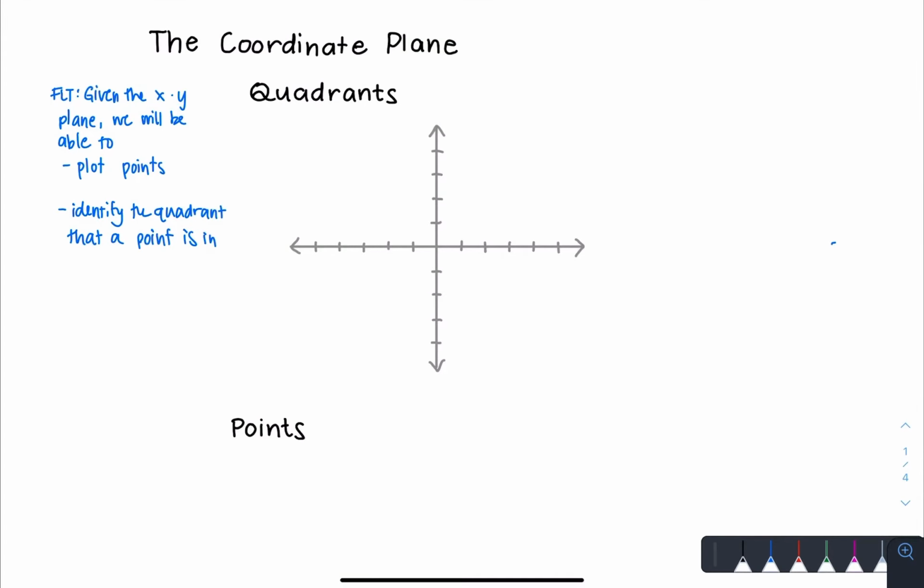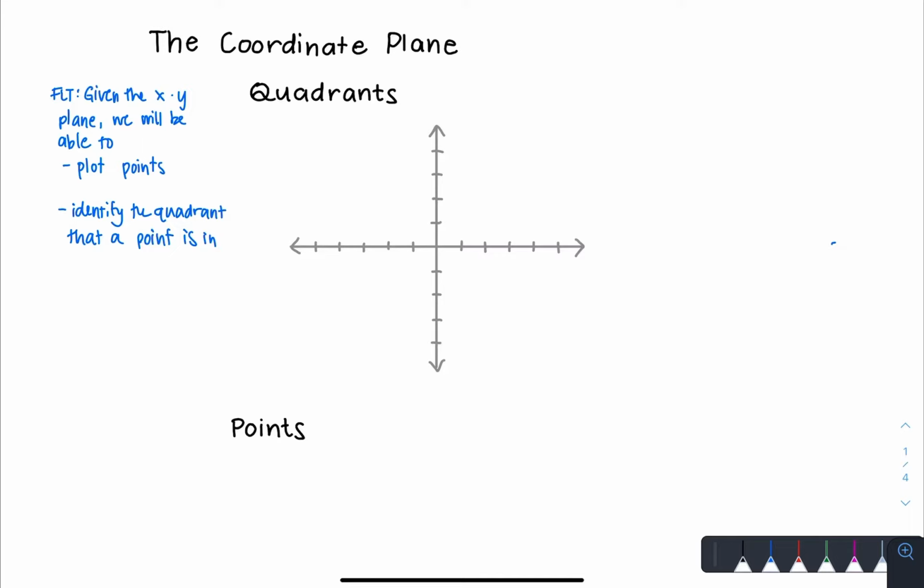Hi everyone. For this unit, we are going to be graphing, so it's important that we're comfortable with reading the XY plane. Today's FLT is: given the XY plane, we will be able to plot points and identify the quadrant that a point is in.